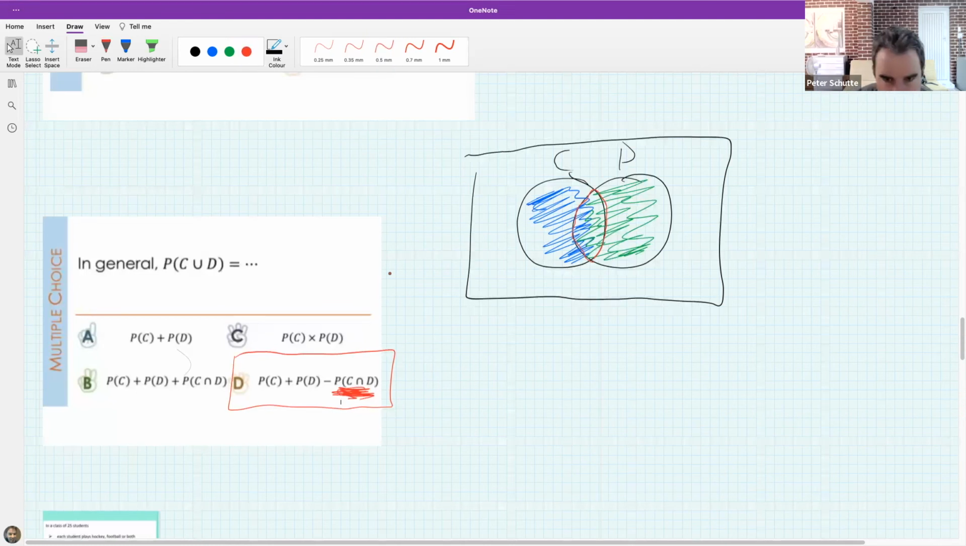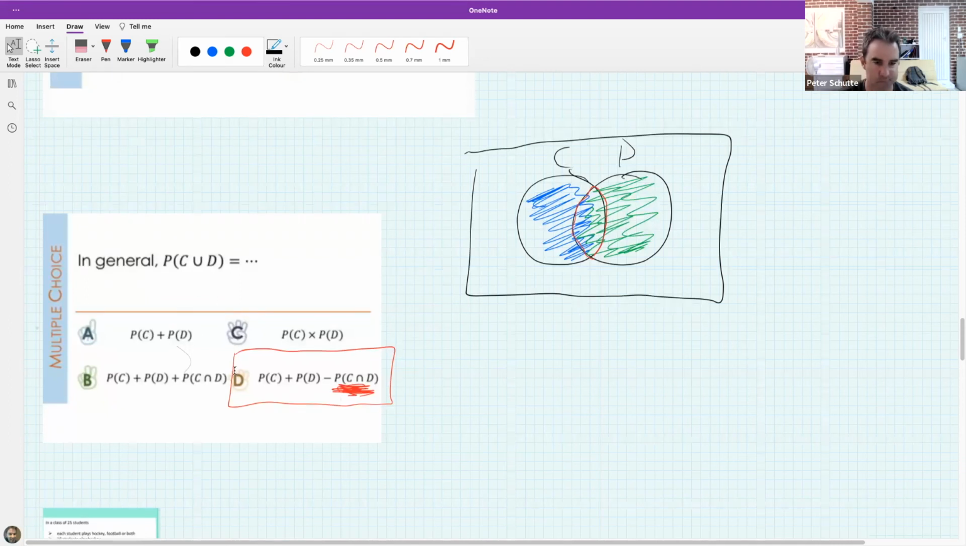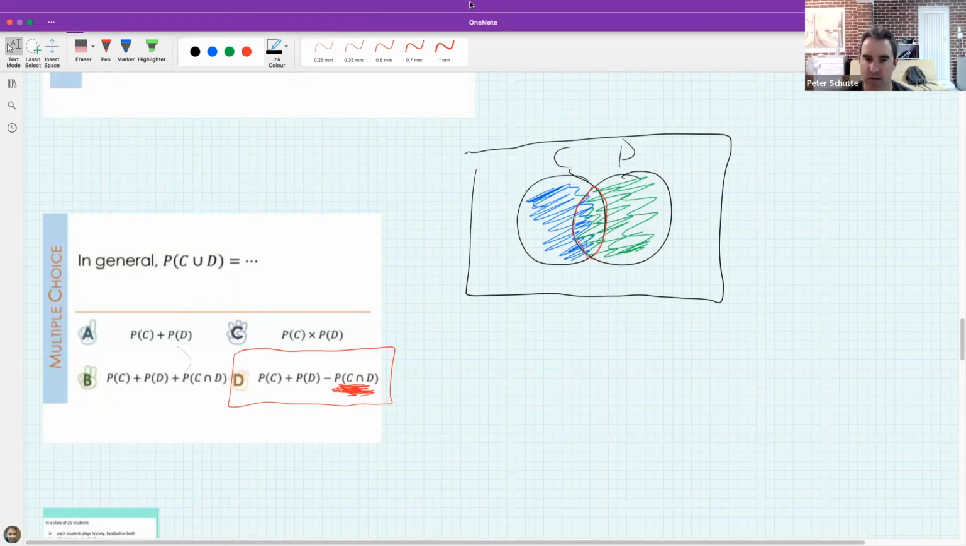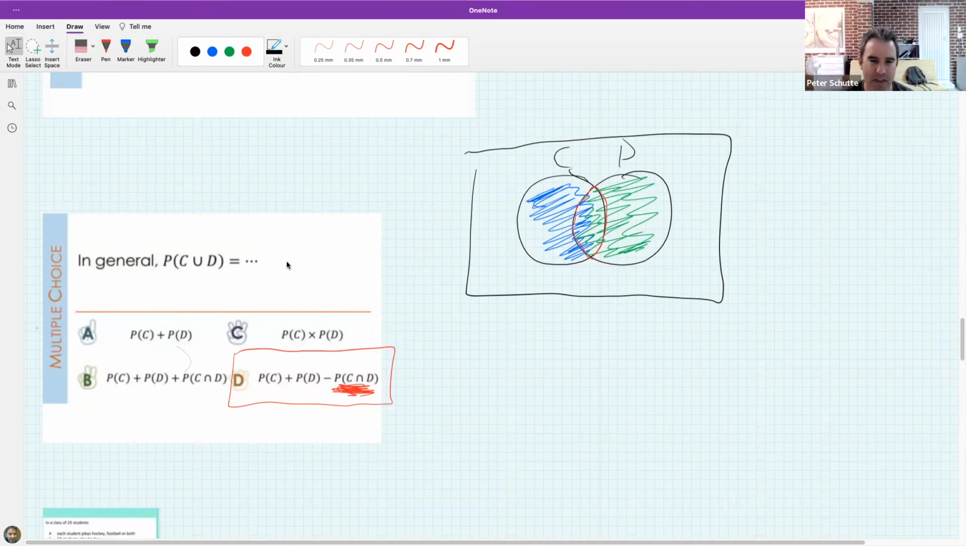Again, I'd rather come back to that at a later stage, but just to show you why it works. If you add C and D, you've counted the middle twice. That's why you need to subtract the AND bit. All right. Thumbs up if you understand what I mean. Thumbs down if you're like, what is this man talking about? And I suspect some of you may be in the second camp.